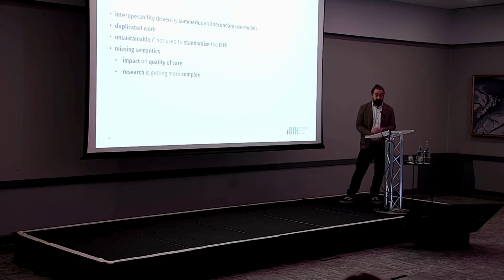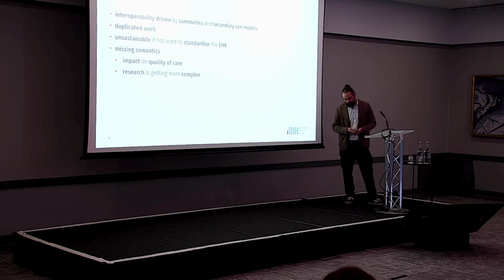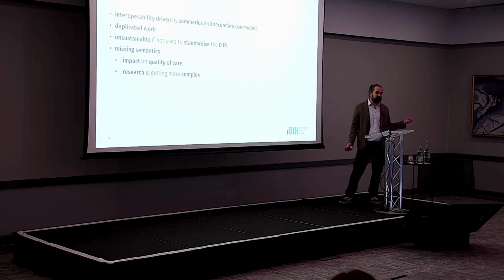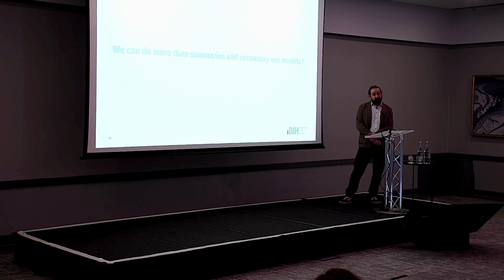But then even if you look at it, most of the people don't even know if these semantics have an impact. I don't know either, but we're not even using it. So we have no idea, for example, when we do disease predictions, if all the semantics we would provide actually make an impact on the network. And if you think about it, that's quite stupid, isn't it? So I really think we can do much more on top of summaries and just secondary use models.